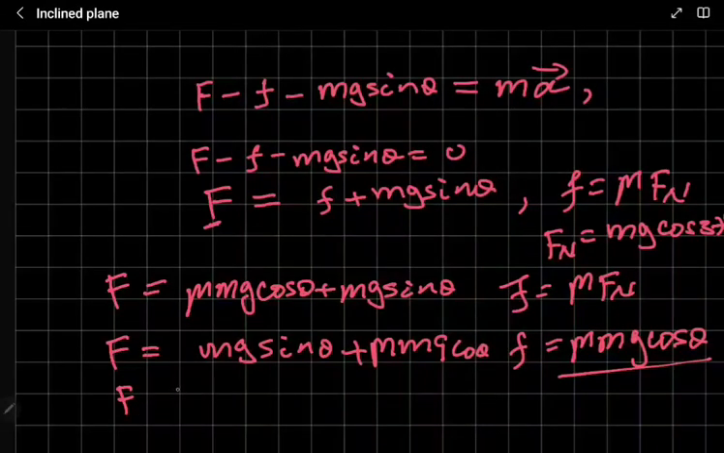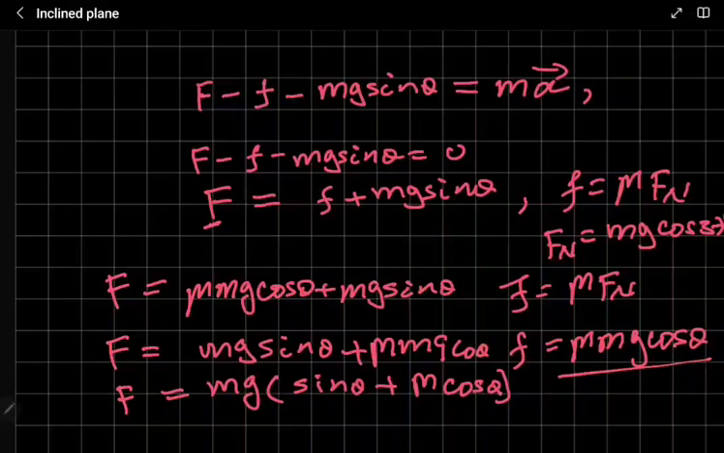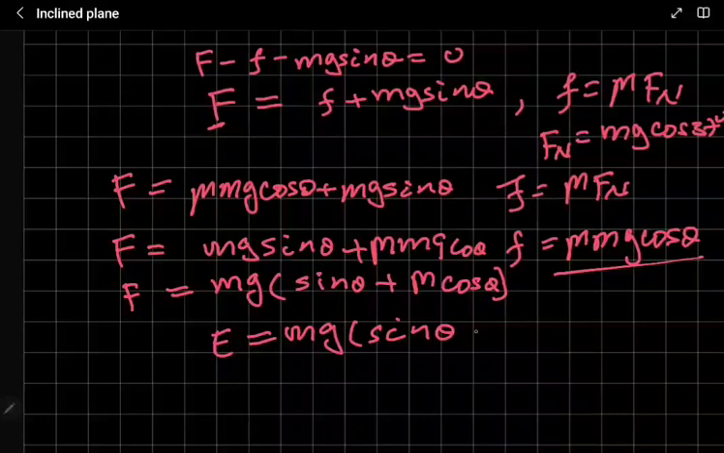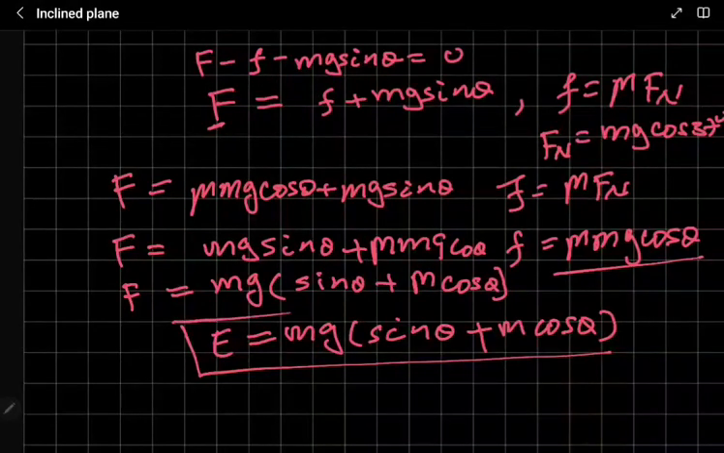Basically, it's called the effort needed to move a load up a ramp, and it is equal to mg taken as common, times the sine of the angle plus the coefficient of friction times the cosine of the angle. So this is the expression for the force needed. The effort needed to move a mass up a ramp with constant velocity is given by mass times gravity times the sine of the inclination plus mu times the cosine of the angle. This is the force needed to move a load up a rough inclined plane at an angle of theta.